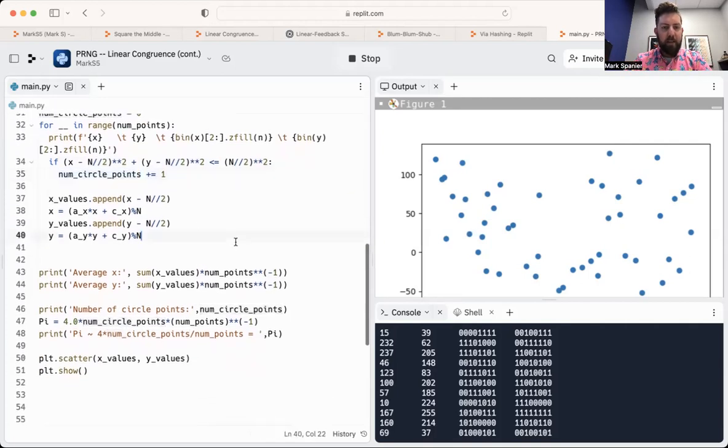I've got a couple other printouts that are going to emerge at the end. The first thing is I'm going to compute the average of all of the x values. That gives you a test of how random they are. Likewise, I'm going to have an average for the y values. I'll print out the number of points inside of the circle. And then I have this bit of arithmetic to try to approximate what pi is. The closer that is to pi, the better.